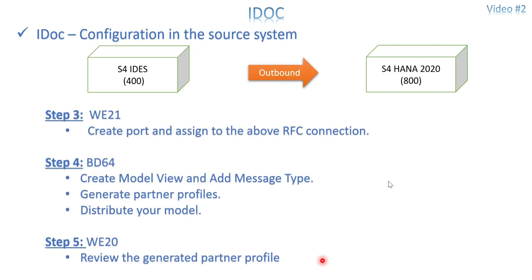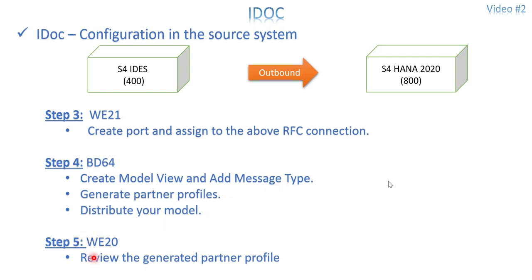Step 3, WE21, create a port and assign it to the above RFC connection. You have already created an RFC connection, so just create a port and assign it to the RFC connection. And step 4 is a little bit bigger one, BD64. Most of the configurations are happening here. Create a model, generate the partner profile and distribute your model. Create a model with just a technical name and short description, and add a message type. Message type is nothing but technical information about your sender, receiver and your message type.